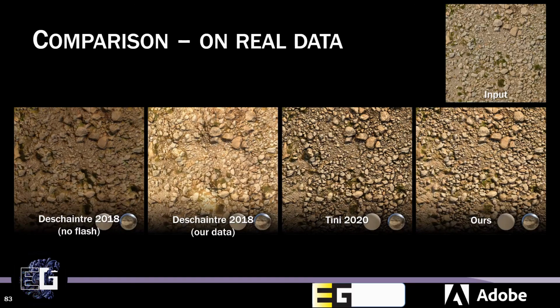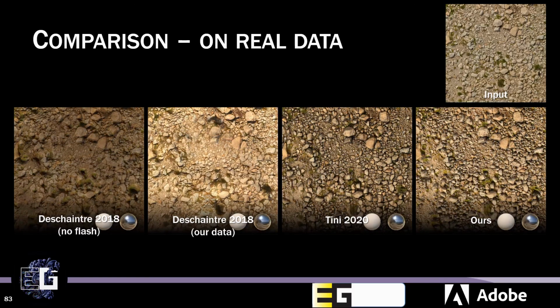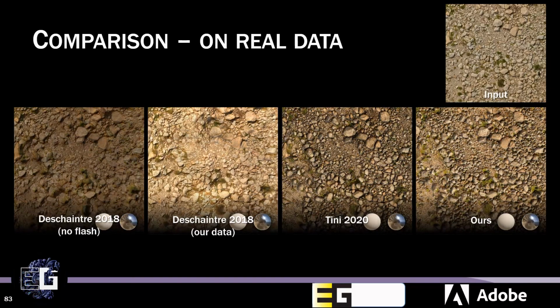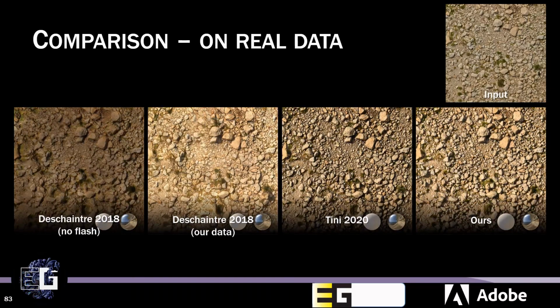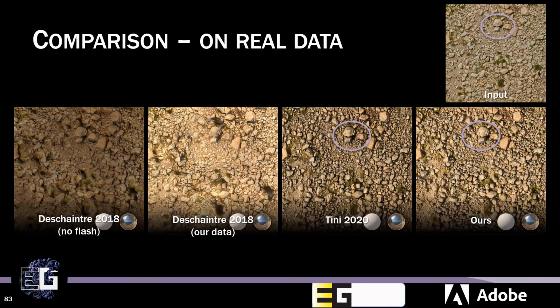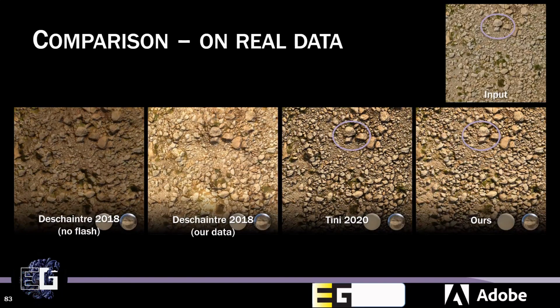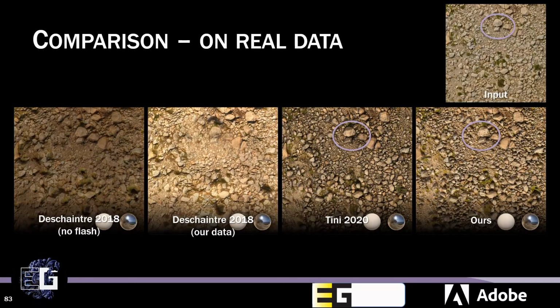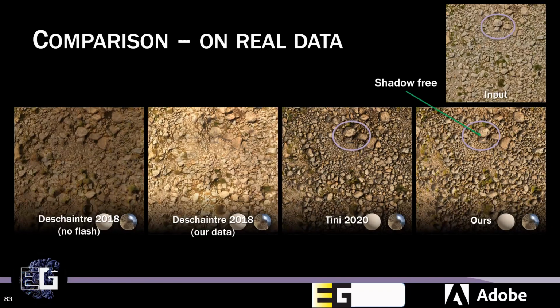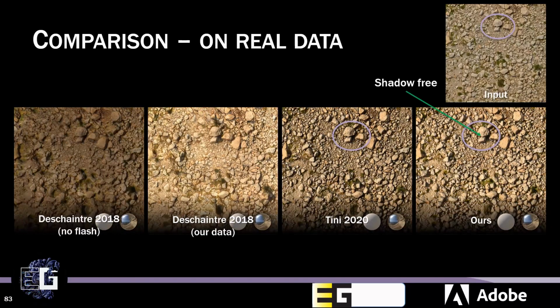By rendering all these results under new lighting, we can better visualize the extracted geometry of each method. Tiny 2020 and our method both produce a plausible geometry. However, we can observe how the remaining shadows in Tiny's method are causing artifacts when the light comes from the opposite direction of the capture, while our method generates a shadow-free output.